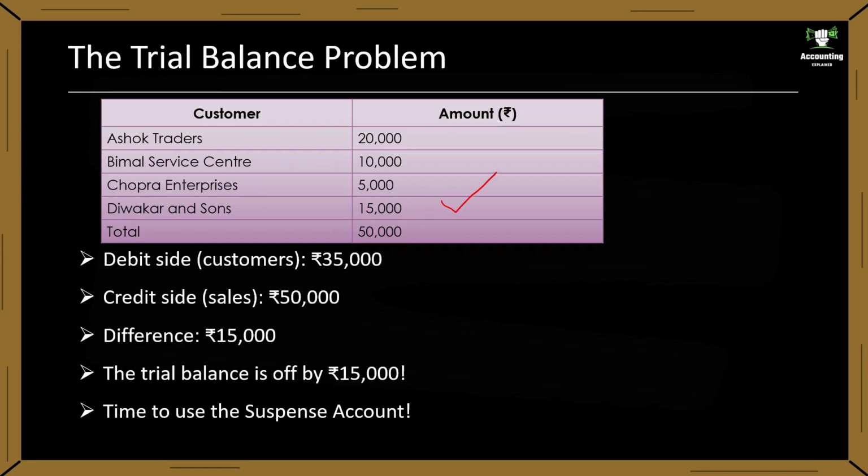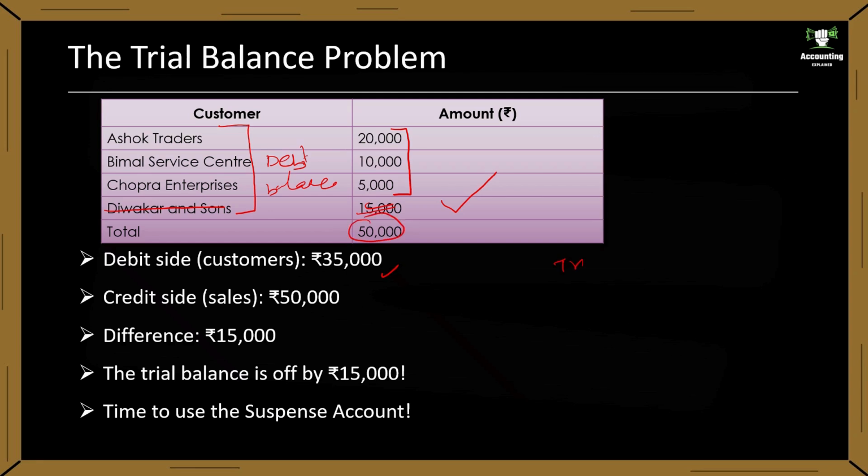This is your sales book which we just saw. In this sales book, these are all our debtors. Debtors are assets, right? Assets will always have a debit balance. In this, we have not taken the Divakar and Sons sales at all. We have not taken this credit sale to Divakar and Sons. So our customer account will have a balance of only 35,000, but our credit sales is 50,000.